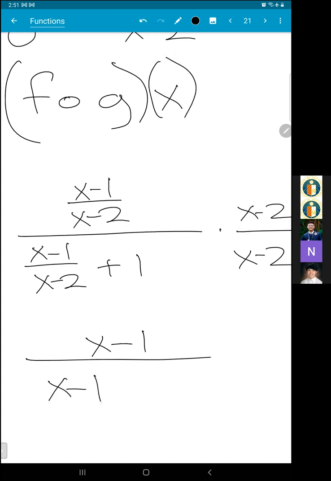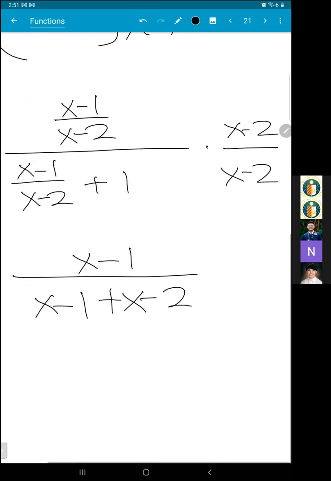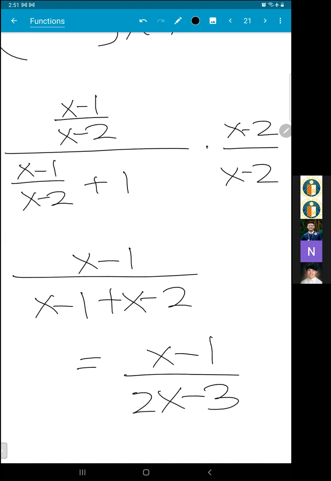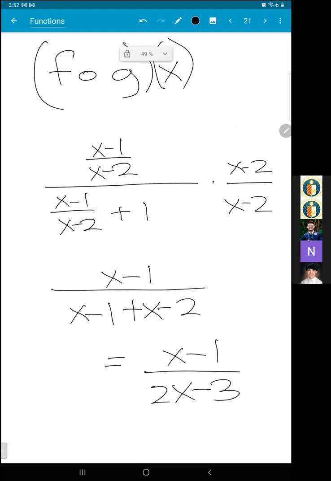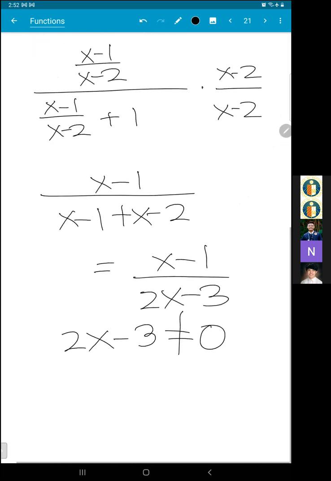So we have another X minus 1 and then X minus 2 times 1 has to be distributed, okay? So you'll have plus X minus 2. So we'll have this one, X minus 1 all over 2X minus 3. That's the composition. And the composition will be undefined if 2X minus 3 is 0. So you have to set 2X minus 3 non-zero, so X not equal to 3 halves.